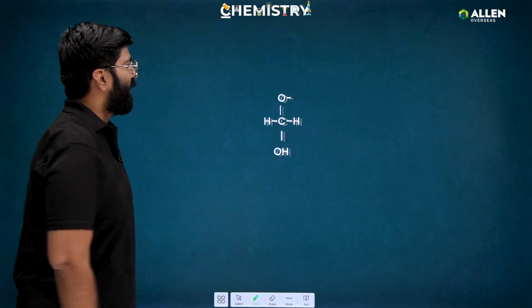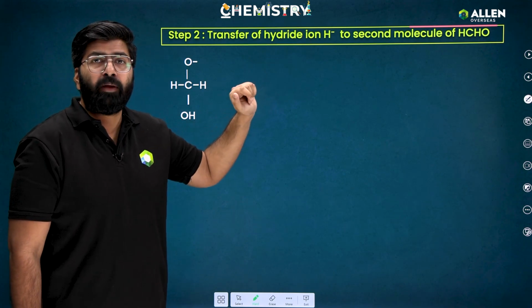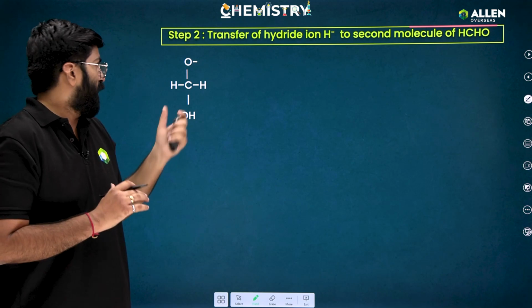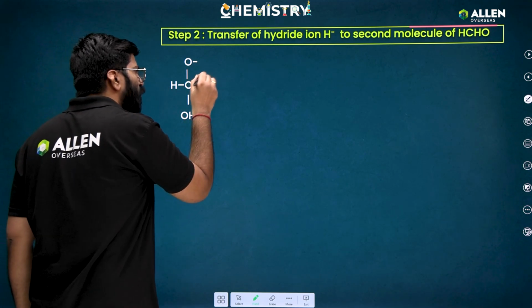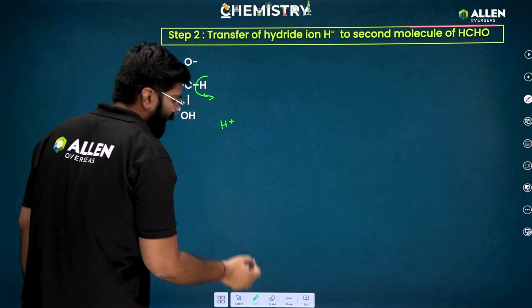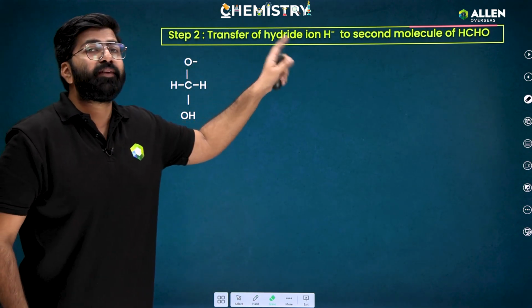So let's see your second step. Transfer of your hydride ion, H minus. Many students have this doubt: obviously, whenever we perform this reaction, whenever we remove the hydrogen, we usually remove H plus. But this is not the case in this scenario. Over here, we are going to remove our hydride ion.